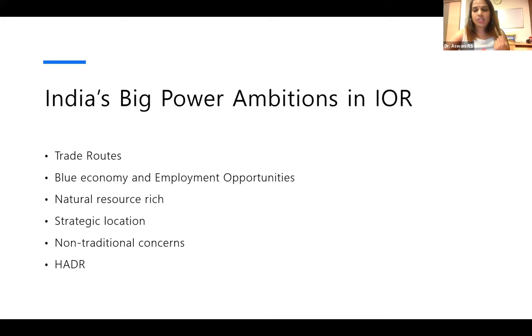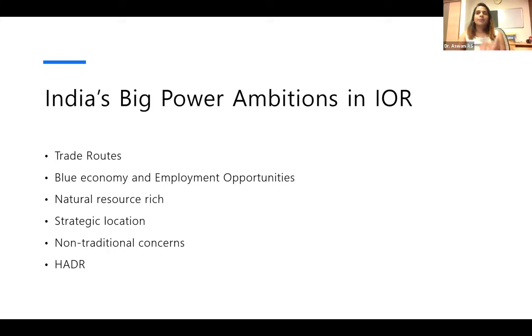Now, India's big power ambitions in the IOR, right? So the Indian Ocean Basin, if you look at, is of very, very particular importance to India, for India's growth. And as we know that in this region, India is one of the most populous countries in the Indian Ocean region. Indian Ocean is also a very important geopolitical keystone for India in its growth trajectory. And although India has always been a very continental power, right?